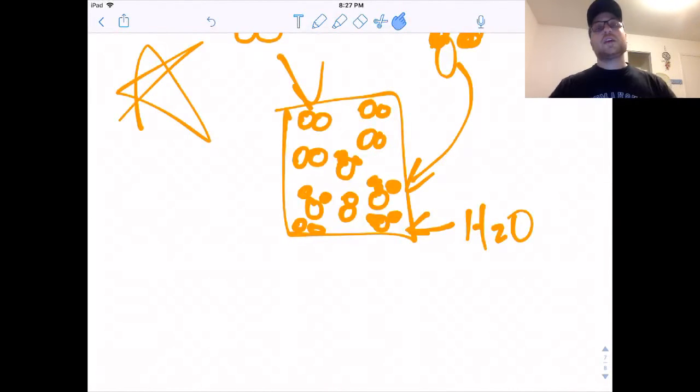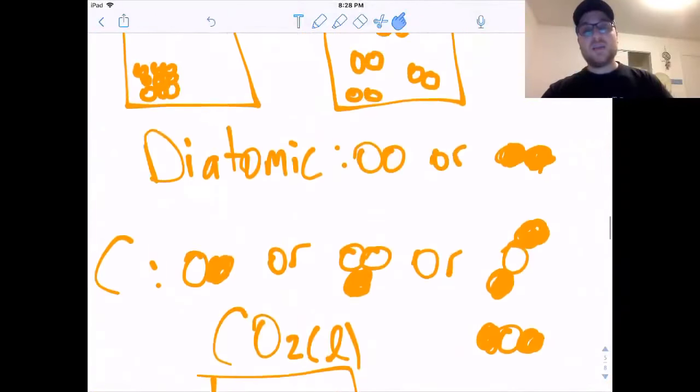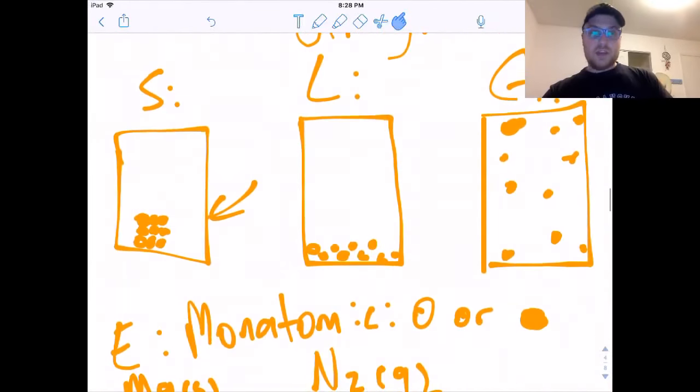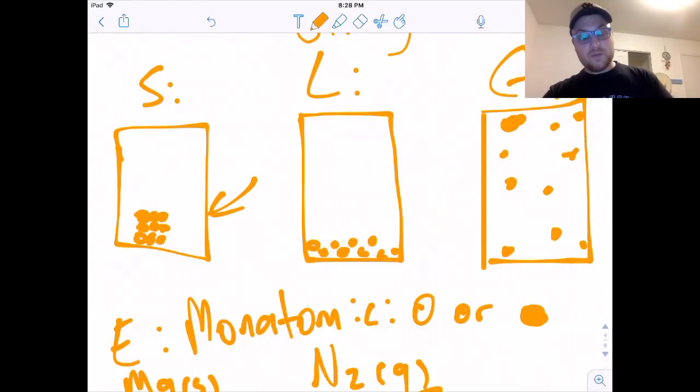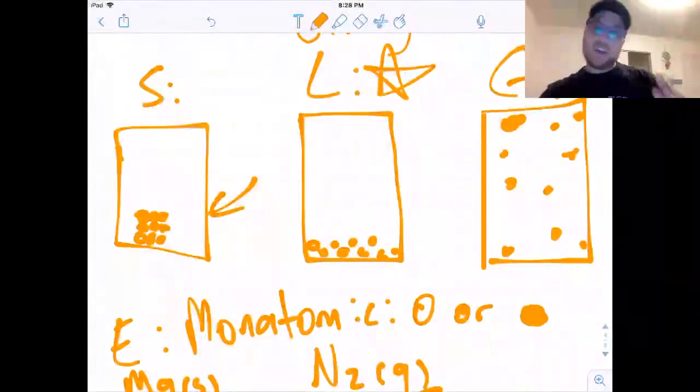So just remember, is it asking you to draw an element, a compound, a mixture? Is it asking you to draw it as a solid or a liquid? These are all things to keep in mind as you draw this. And most students do fine with these, but year after year, and you can talk to any of your chemistry teachers, I think that is historically one of the hardest ones to draw. But that's just me.